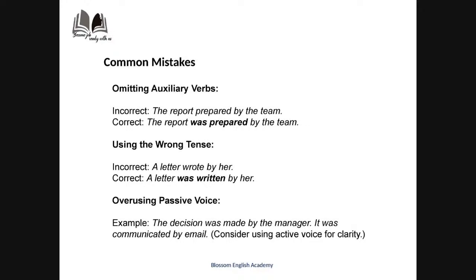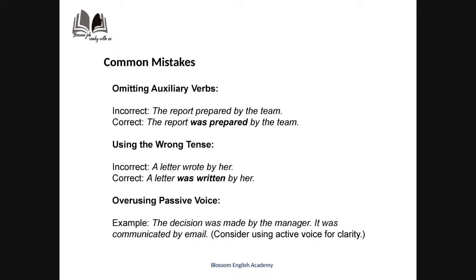If there is no doer of the action mentioned, then active voice is not possible. Then the sentence would have made sense without the manager in it. For example, the decision was made, it was communicated by email. These two sentences give you the clarity, but the decision was made by the manager is complicating things.